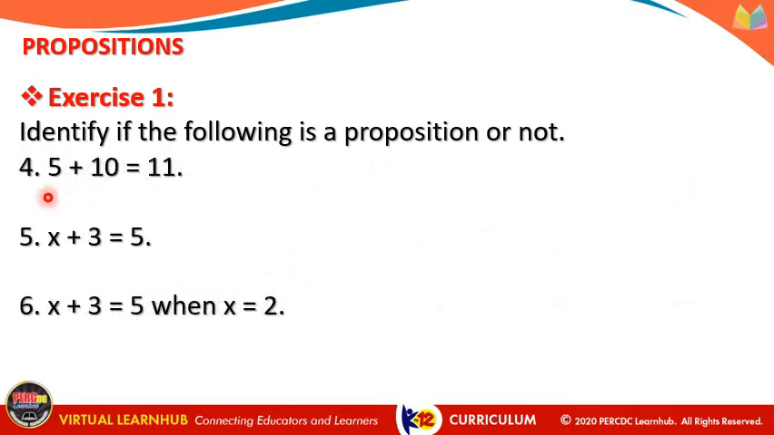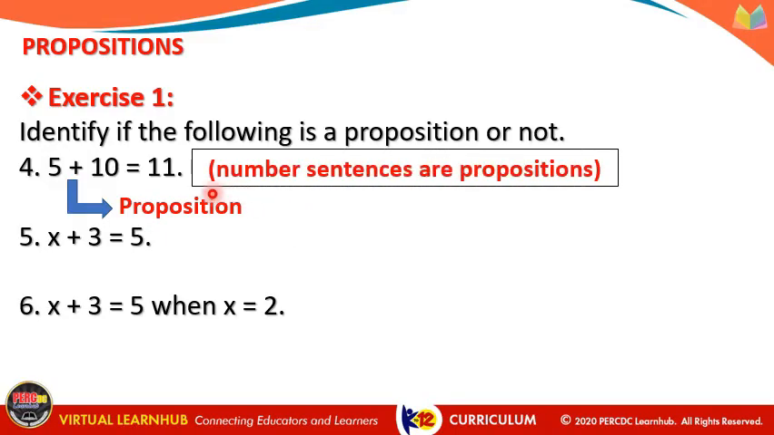Next one, 5 plus 10 is equal to 11. Now, take note, this is a proposition. Kindly remember, all number sentences are propositions. Number sentences are like this one. So, let's say you have 5 plus 10 equals 11.